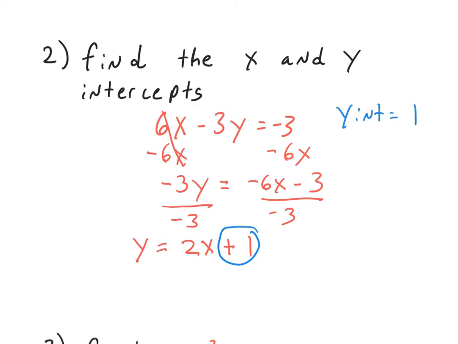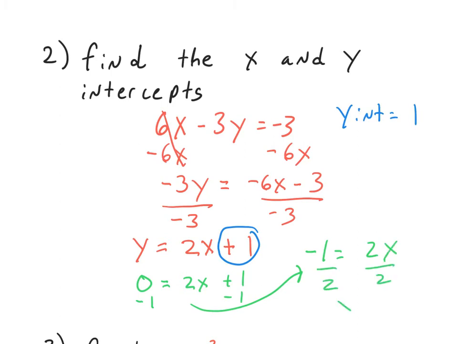And then for the x-intercept, it's where the line crosses the x-axis. So that means that's where y is equal to 0. So all I have to do is put a 0 in for y and then solve for x. So I'll get 0 is equal to 2x plus 1. Subtract 1 from both sides, and I'll get -1 is equal to 2x. Divided by 2, and we'll get x is equal to -1/2. So my x-intercept is -1/2.